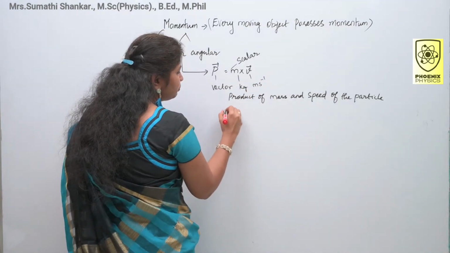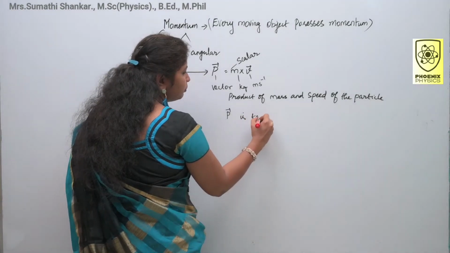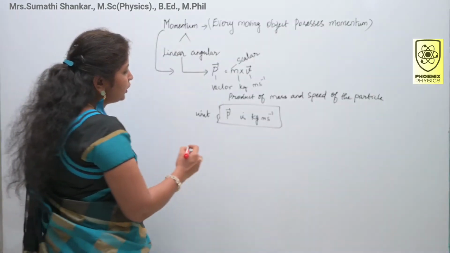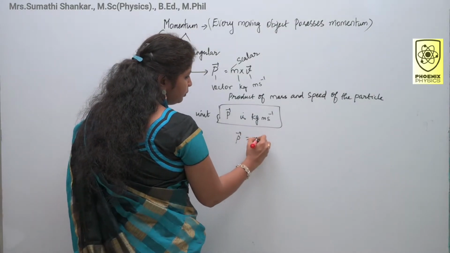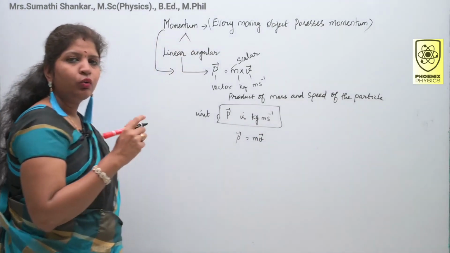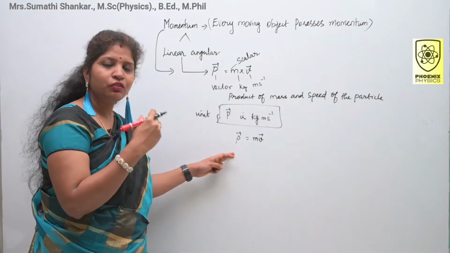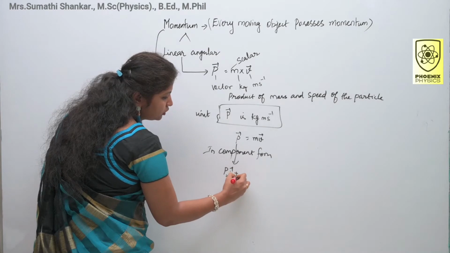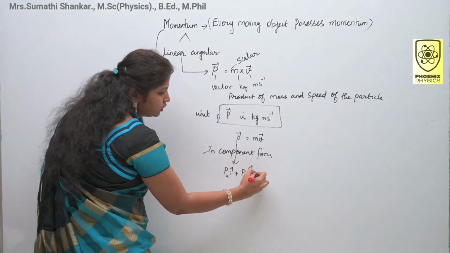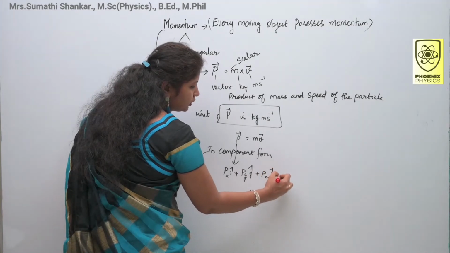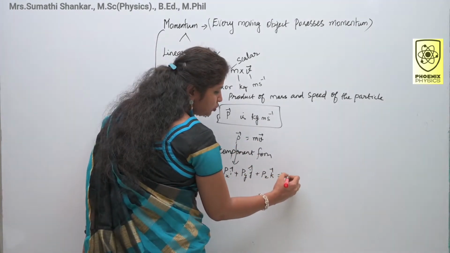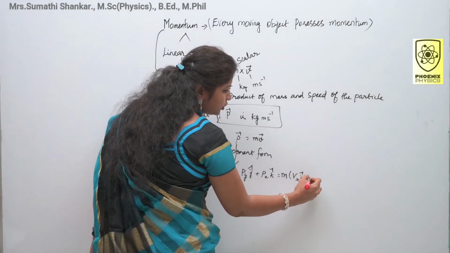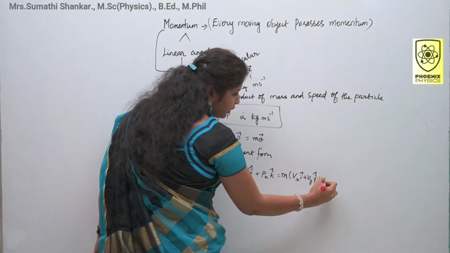So unit of momentum P is kilogram meter second minus 1. This is unit. You know that P is equal to m into v. How do you write P in terms of component form? P can be written as Px i vector plus Py j vector plus Pz k vector, which is equal to m into, because m is a scalar quantity, Vx i vector plus Vy j vector plus Vz k vector.